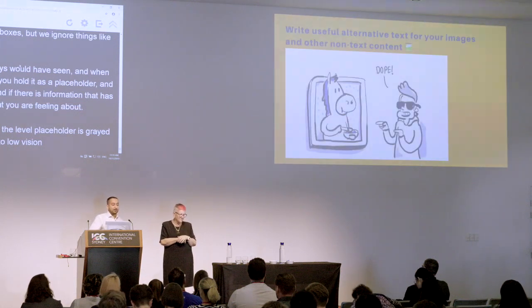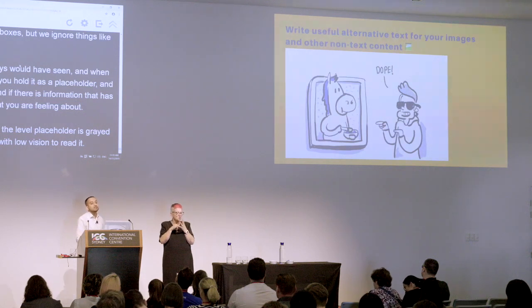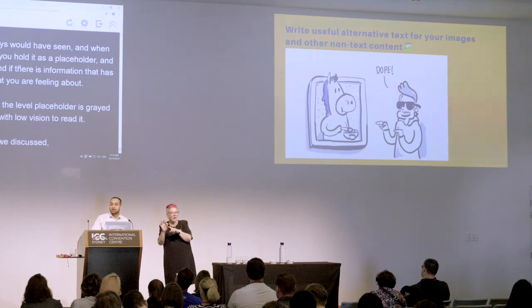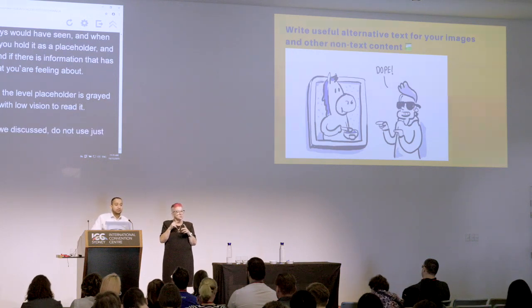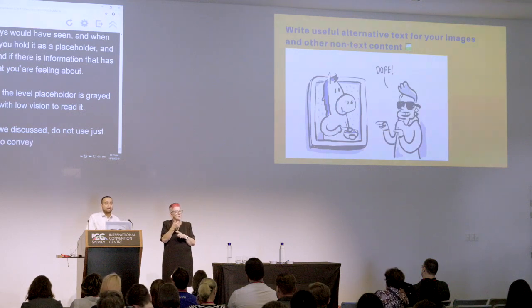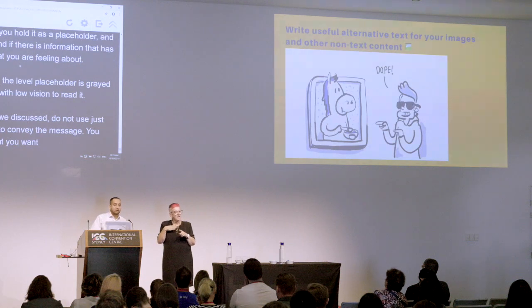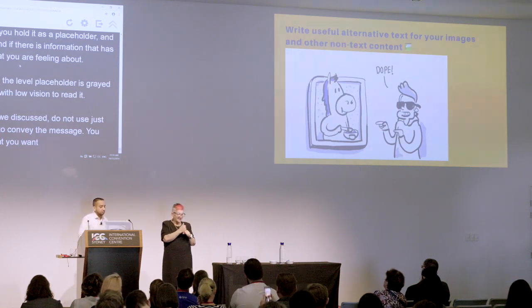Write useful alternative text for your images and non-text content. As we discussed earlier, do not use just color or image to convey your message. You should always use the exact information that you want the user to receive, rather than just showing an image. For this example, this horse is eating something, but maybe someone can think that this horse is thinking while eating.